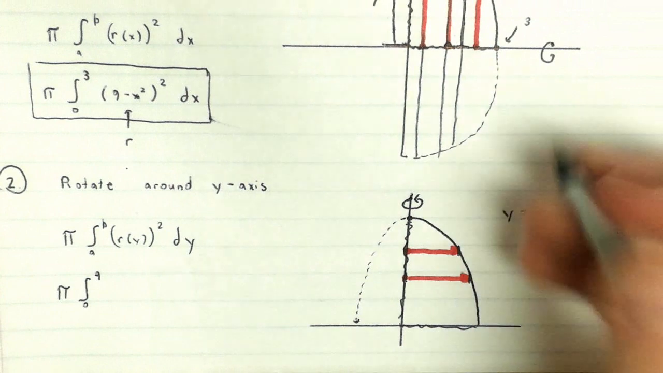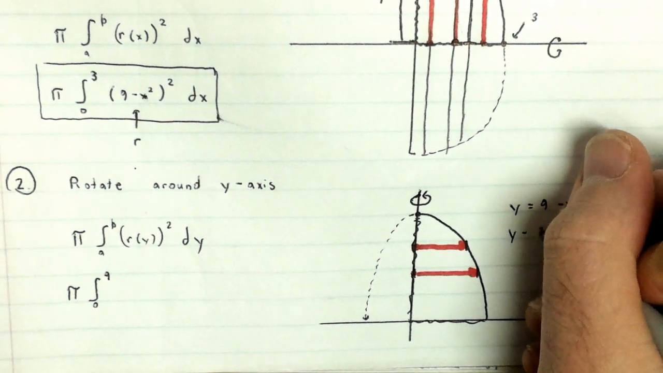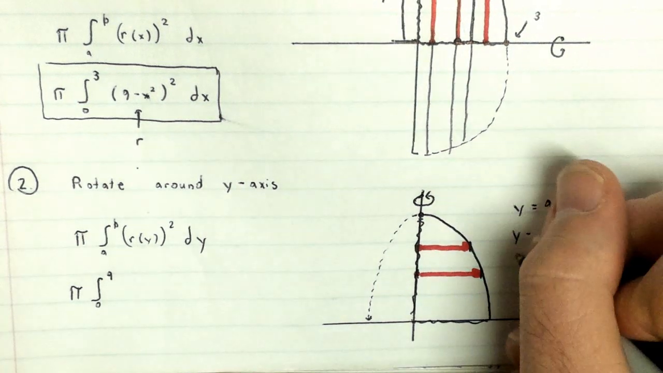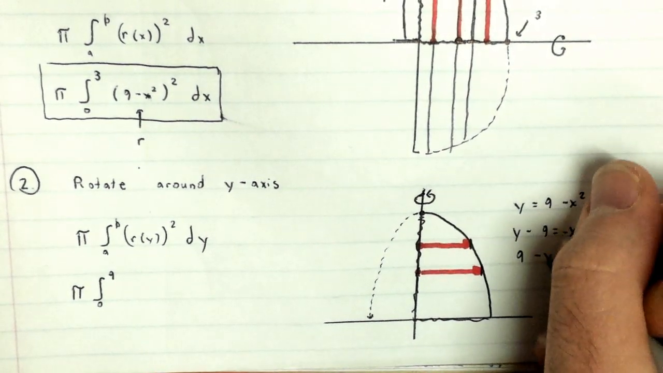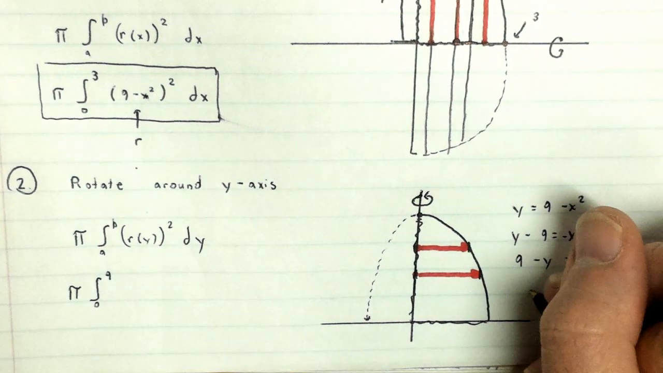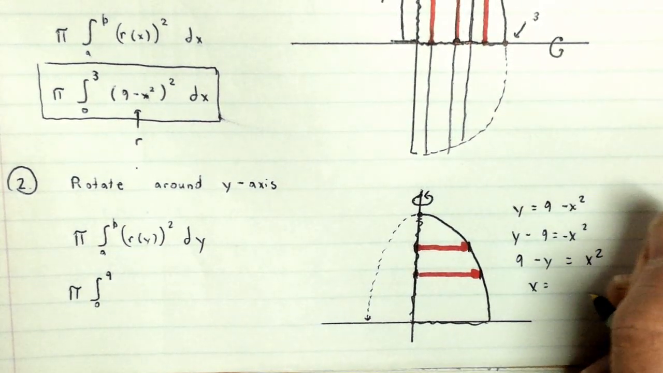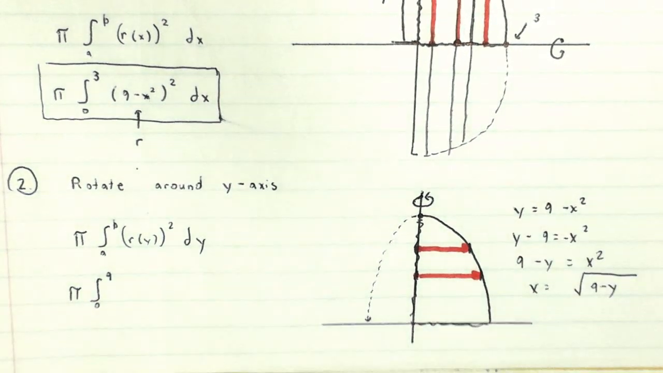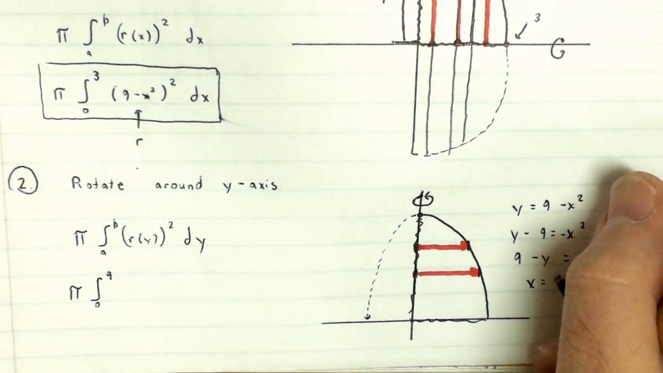So to rearrange that, I'm going to subtract 9. y minus 9 is equal to negative x squared. Move the negative over, and that will turn into 9 minus y is equal to x squared. Take the square root, so I get x is equal to plus or minus the square root of 9 minus y.